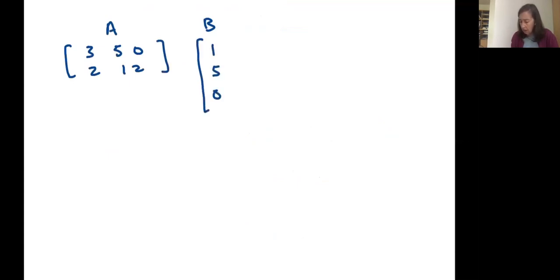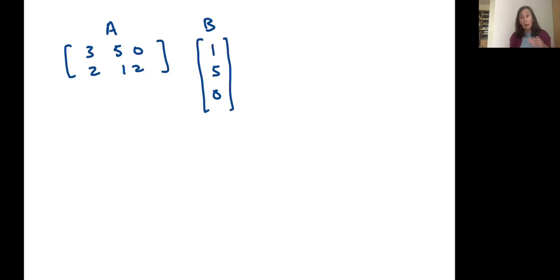So we're going to have A times B. Let's set my A matrix as 3, 5, 0, 2, 1, 2, and my B, let's even make it a column vector to keep things nice and simple here. Something that you always want to do before you try to multiply matrices is think about whether they're conformable, and what do we need for them to be conformable?